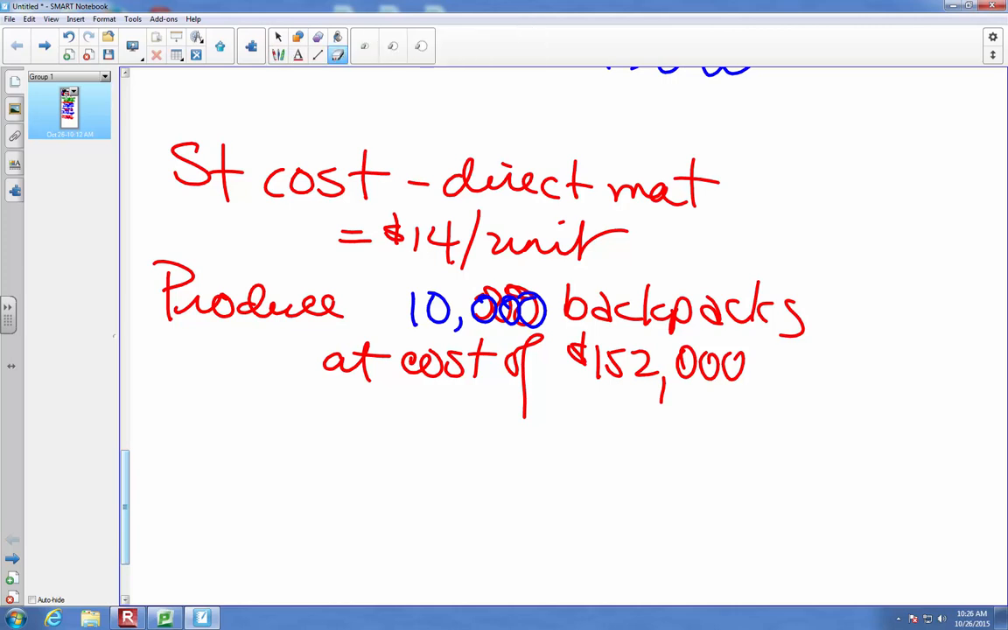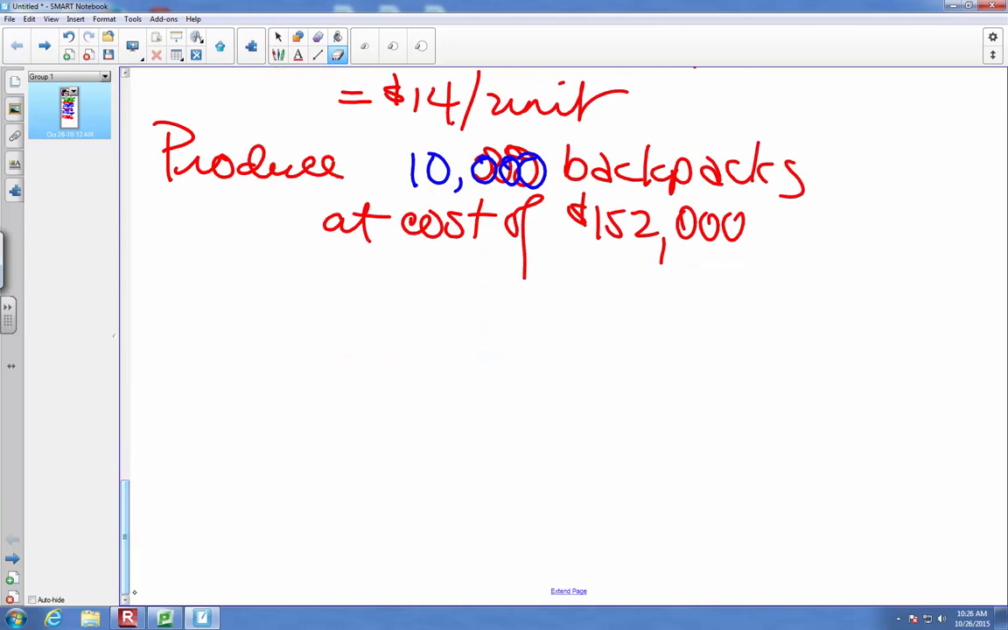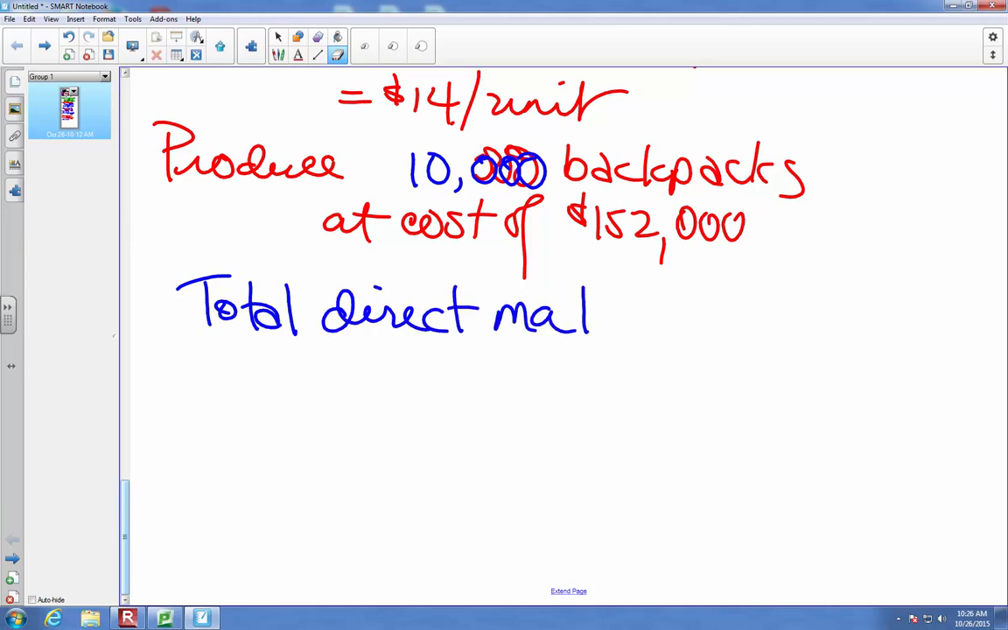And all I want you to do in this first simple exercise is tell me what you think the total direct materials variance is. That's going to be the difference between what and what? The actual and the total standard, yep.